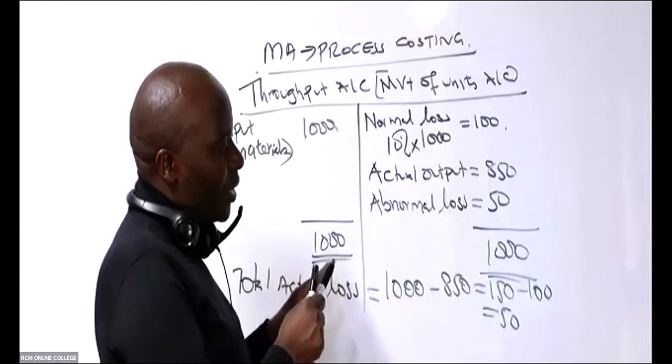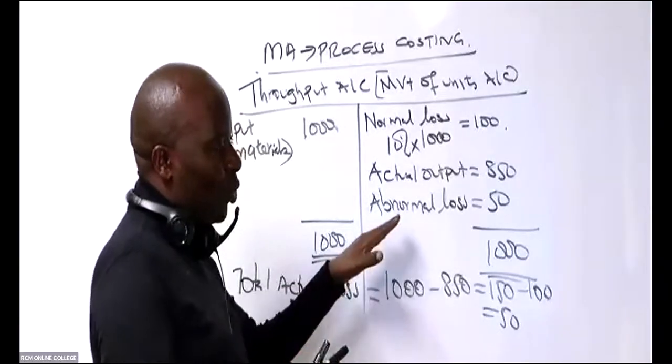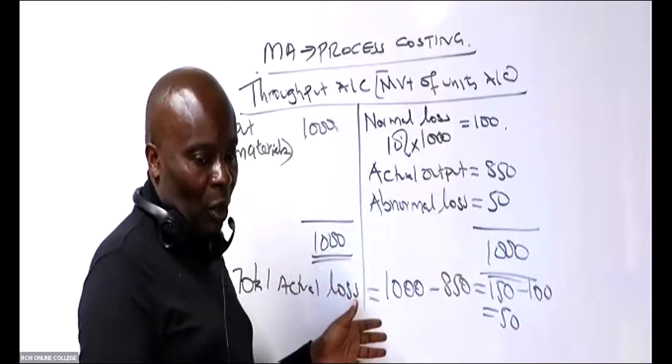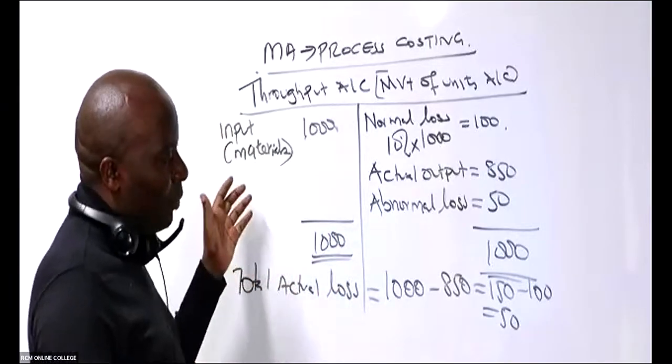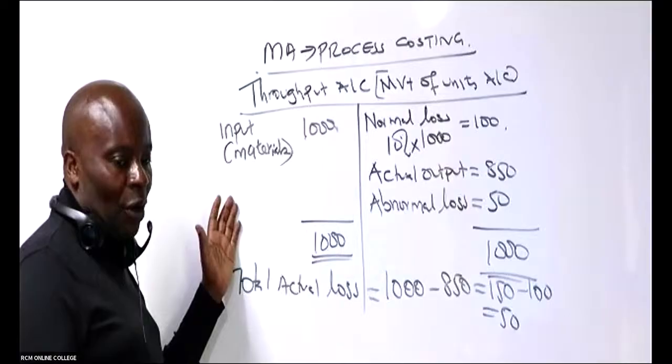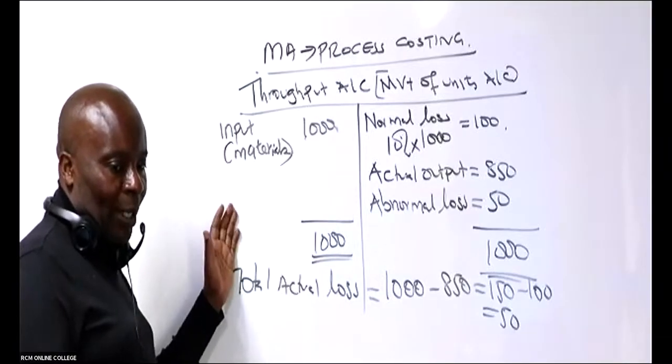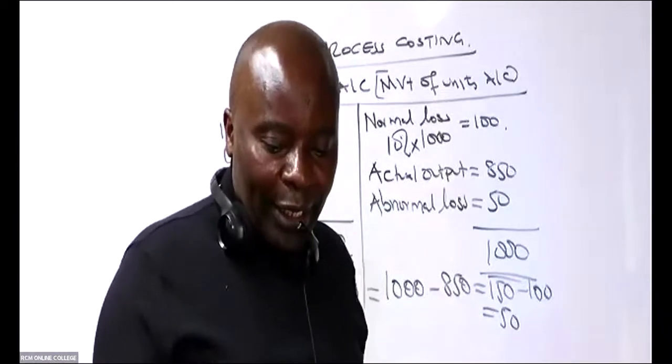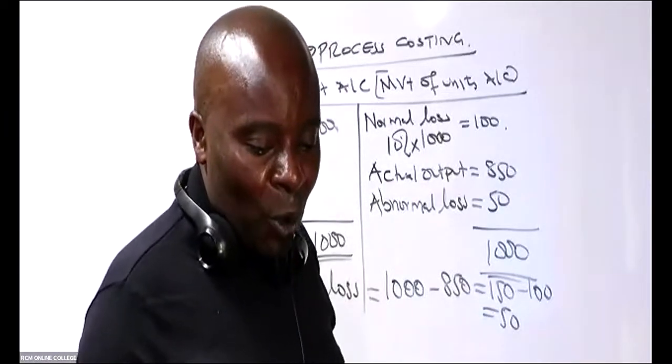So you can see there, balancing figure is on the credit side. If the balancing figure is on the credit side, then that will be an abnormal loss. If the balancing figure was to come on the debit side, it will be an abnormal gain. So please master this.